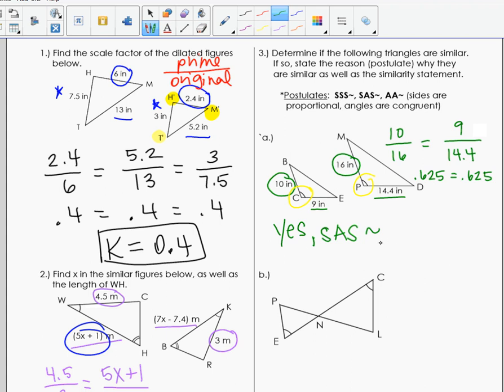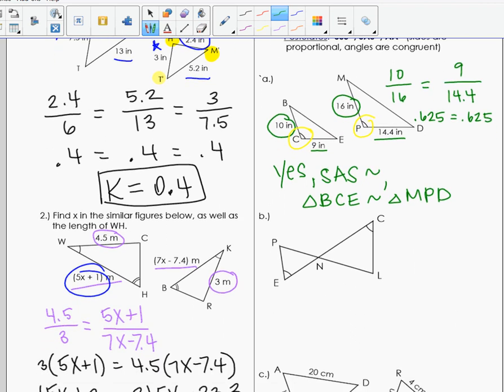So I always start just by writing one triangle. It doesn't matter. So let's say triangle BCE is similar to triangle... well, BCE needs to be MPD because then they're in the same order. So according to my markings, I went circle, angle, underline. So circle, angle, underline. Okay.